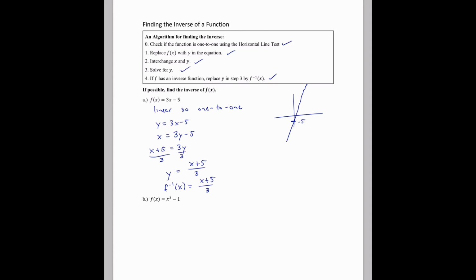Okay? I'm going to go ahead and leave B for you to try, but I will complete it for the notes online so you can take a look to see how you're doing. And then I'm going to flip over and let's take a look over here.